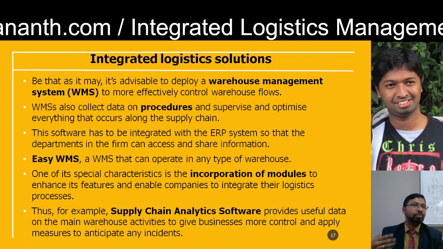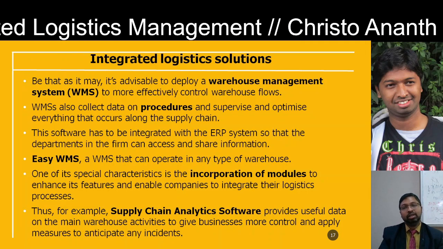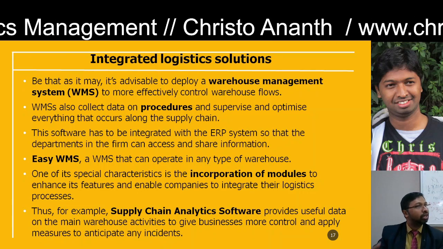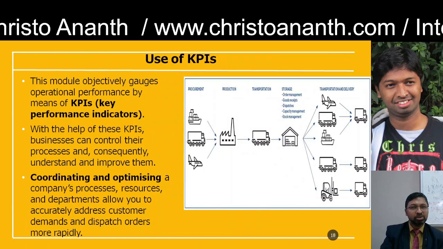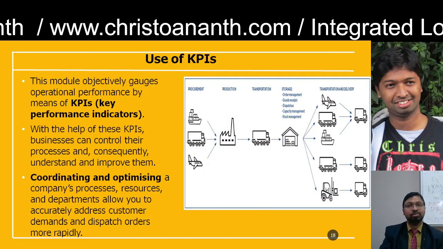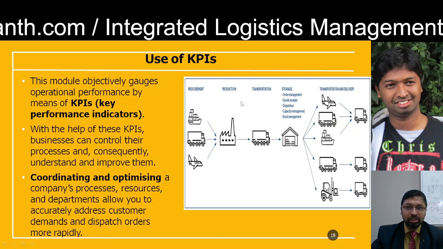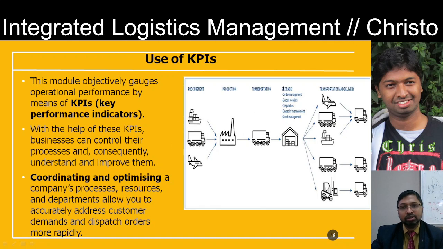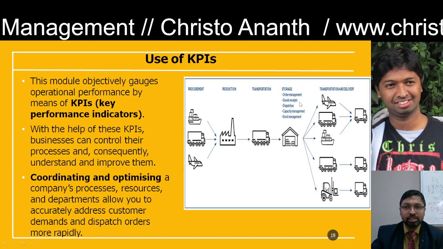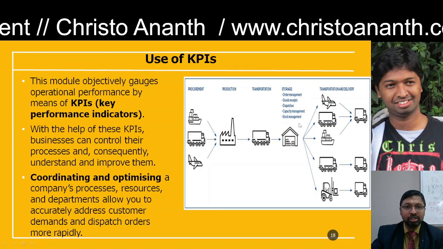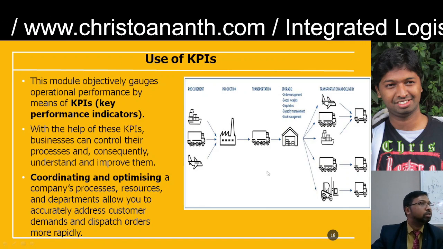Okay, so by this you can have much more control over the businesses and you can apply these measures for any untoward incidents even. So these are the uses of the key performance indicators. Okay, we'll have procurement, production, transportation, and of course storage, where we'll have order management, goods receipts, dispatches, capacity management, stock management, and finally the transportation delivery through the modes.